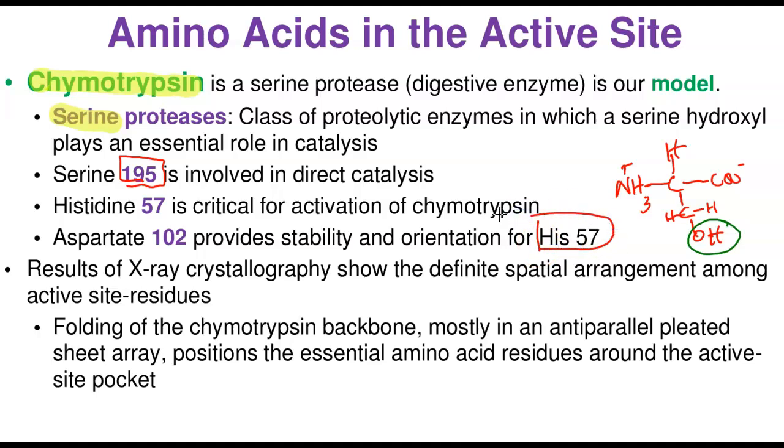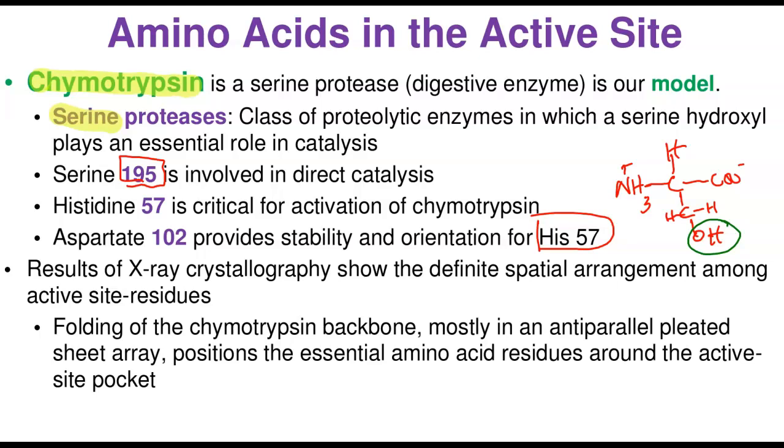Of course, chymotrypsin has been studied a lot. The results of X-ray crystallography show the definite spatial arrangement among these amino acids in the active site. The folding of the chymotrypsin backbone is mostly an antiparallel beta pleated sheet, and the positions of these essential amino acid residues around the active site are in that pocket.